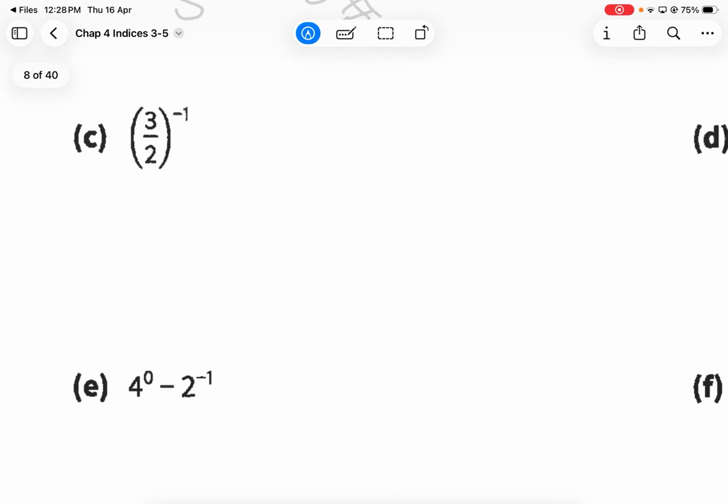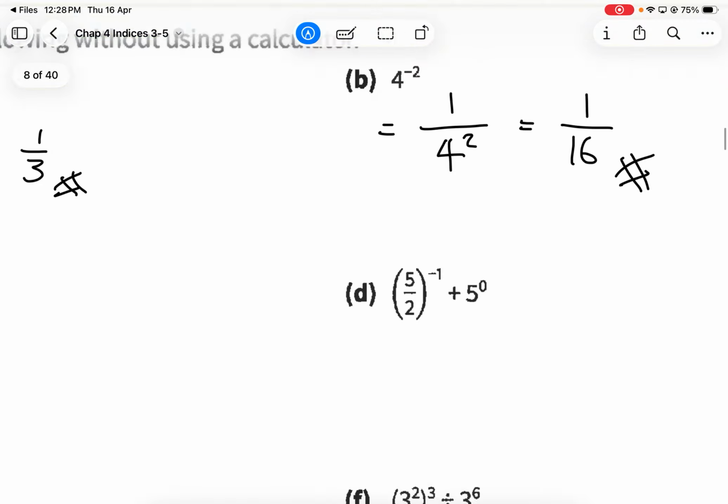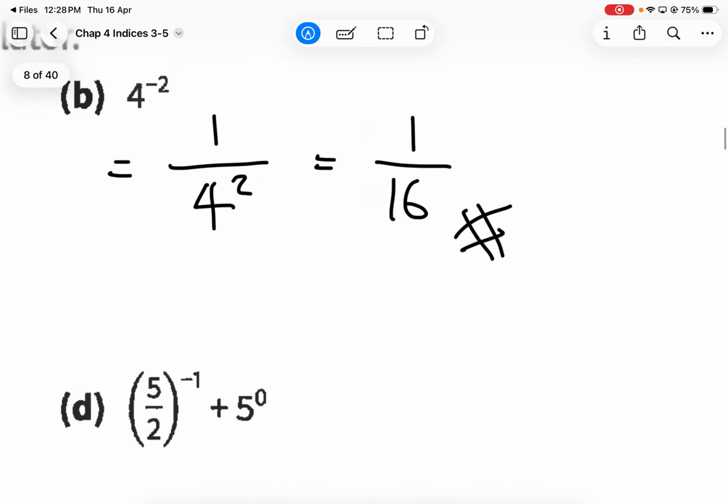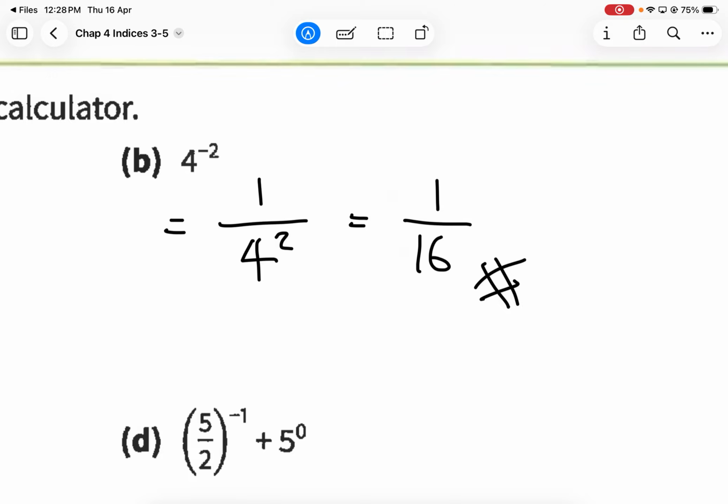Okay, B. I want to change the power from negative to positive. Then I can evaluate 4 square, which is 16.